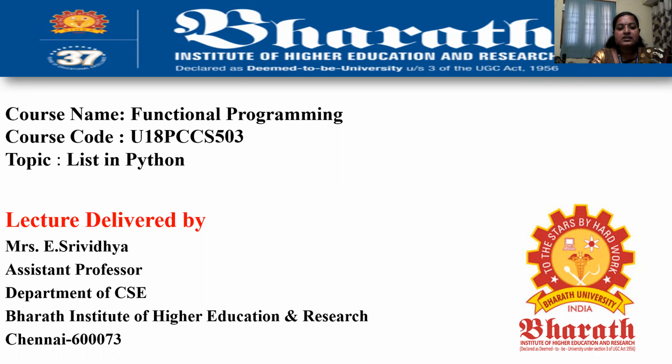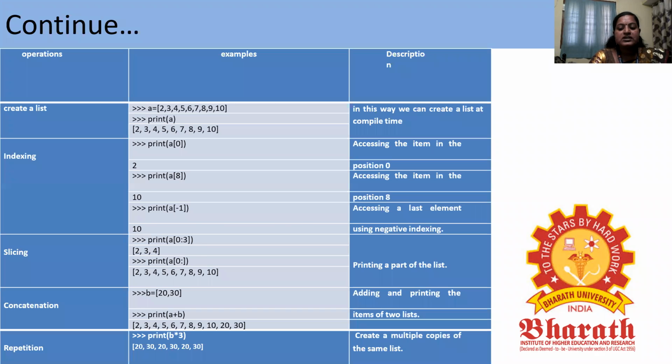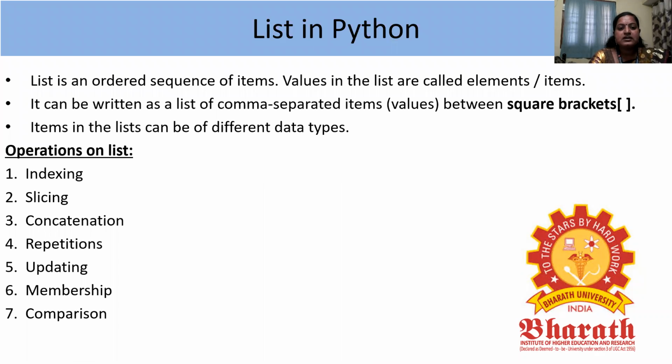I'm going to explain the concept of list in Python. This will come under the course Functional Programming. First of all, we are going to see what is meant by list. List is an ordered sequence of items. Values in the list are called elements or items. It can be written as a list of comma separated items between square brackets. Items in the list can be of different data types.